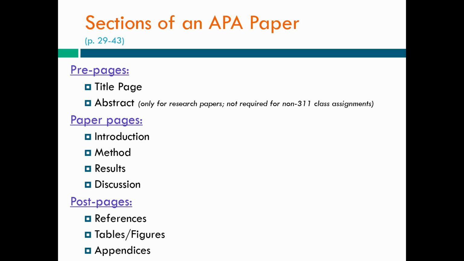Then we get into what we call the actual paper. That includes the introduction, the method, the results, and the discussion. This is considered the meat of the paper. And then after these sections, we have what we call the post pages: the references, the tables, the figures, and the appendix. So from the title page down to the appendix is everything that is included in a typical APA style paper.